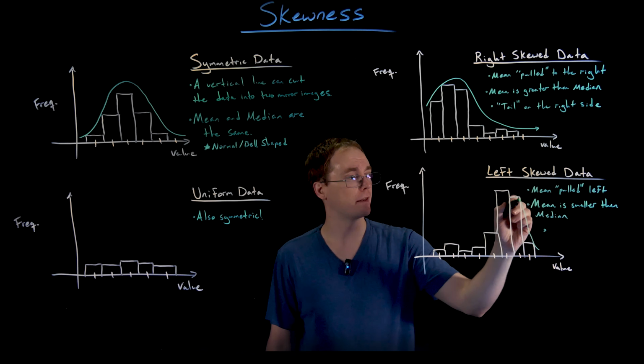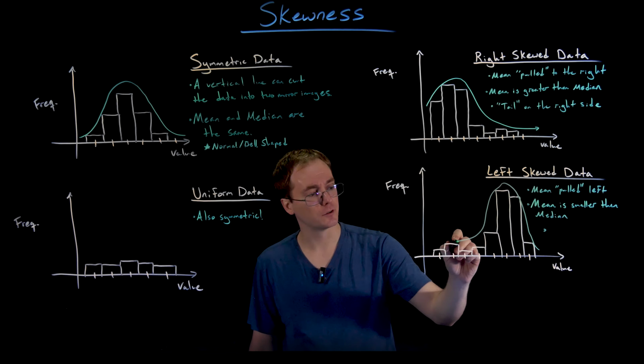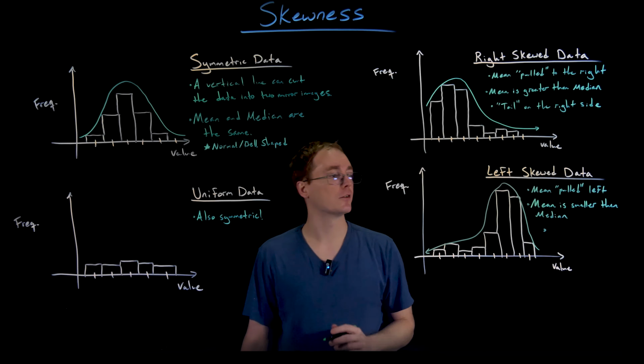And so if we try to draw that nice continuous curve over the top of our data, it'll look something like that. And here we have our thinner tail on the left side of our data, another way to identify that left-skewed set of data.